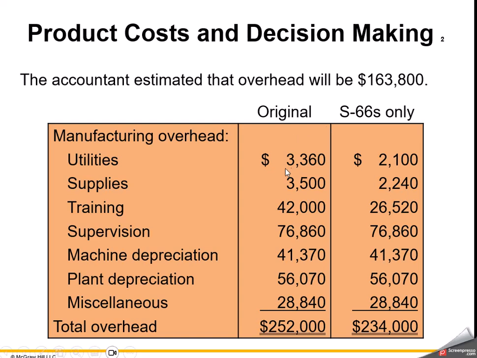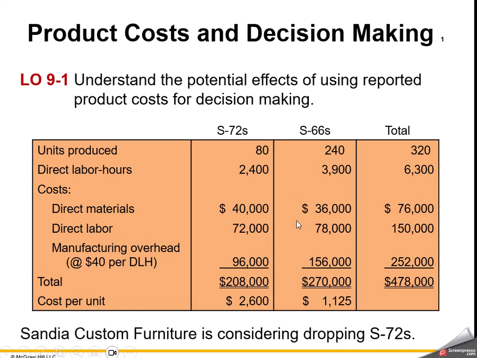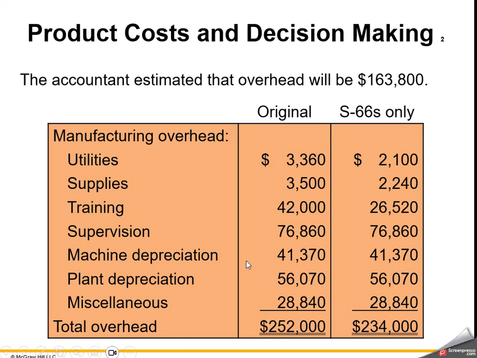However, when we look at our overhead, so let me flip back there, you can see that included in those costs are $96,000 in manufacturing overhead. So then as we look at how that is allocated, this is how it initially is on the prior slide, what if we only did the S66s? So we see utilities go down, supplies go down, training. Supervision does not go down though, because we probably do not have a separate supervisor for that product. We've got the same guy who we still have to pay to supervise the whole manufacturing area.